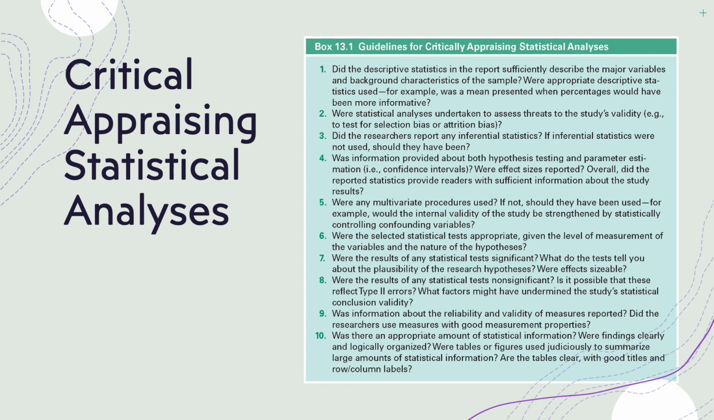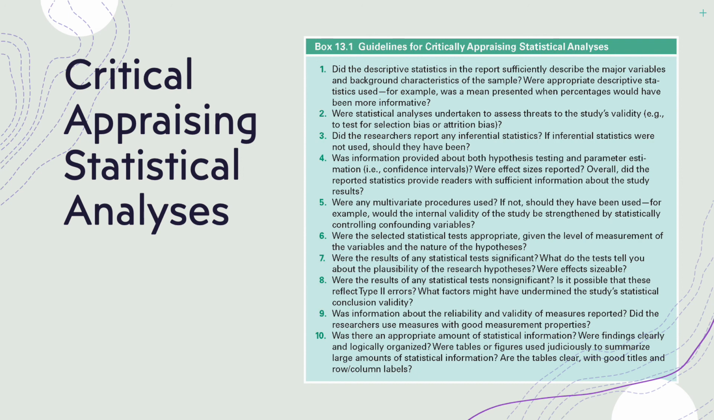Did the researcher report any inferential statistics? And you need to know, should they have reported them? Was information provided about both hypothesis testing and parameter estimation? So do you have confidence intervals? Was the effect size reported? And some people report this and some people don't, but they should always report it. Were any multivariate procedures used, and if not, should they have been used? Were the selected statistical tests appropriate given the level of measurement and variables and the nature of the hypothesis?